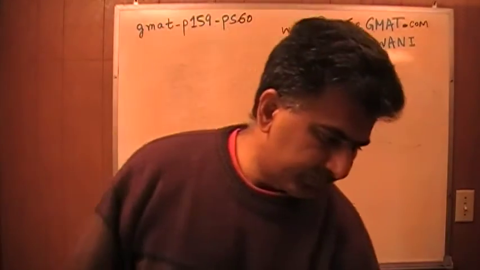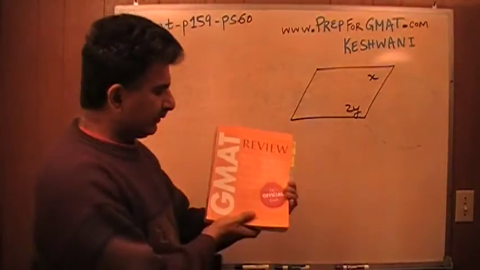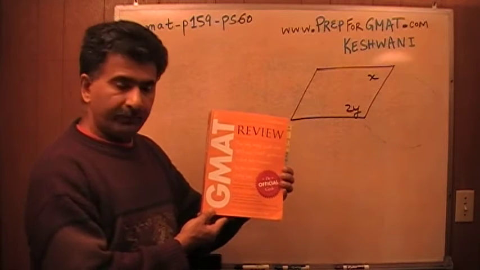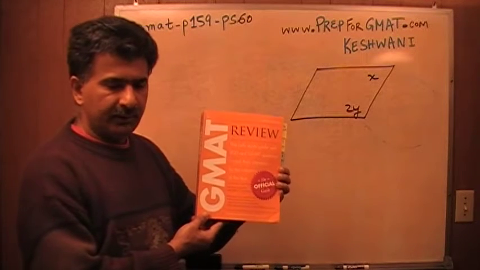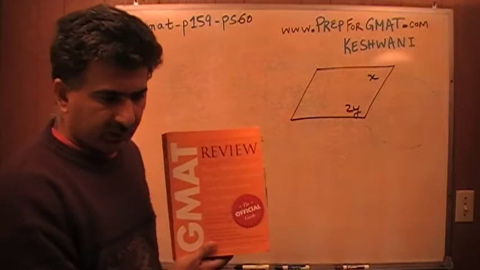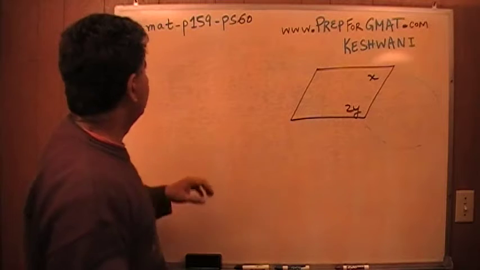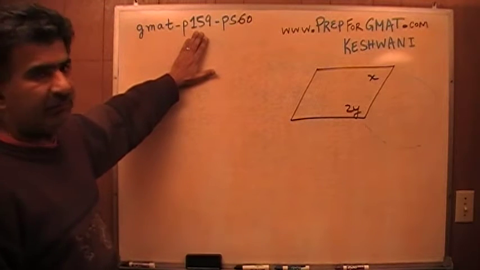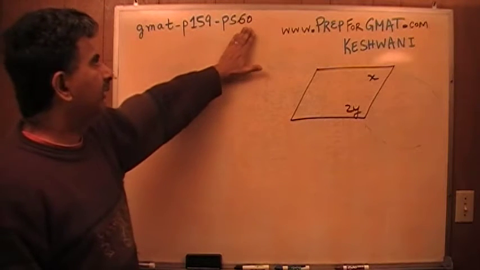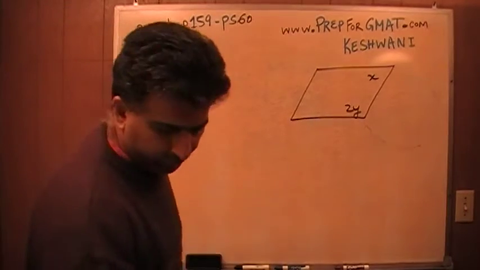I have been solving math problems out of this book, the GMAT Review, the official guide. I hope you own one if you're preparing for the GMAT. If you don't, buy one immediately. Go to mba.com and you can buy it from there. The problem that I'm about to solve is the one that appears on page number 159, problem solving number 60. Let's take a look at it.